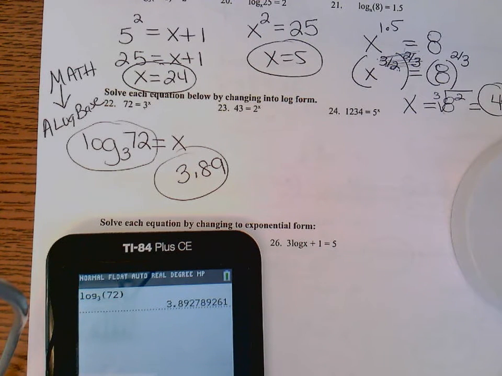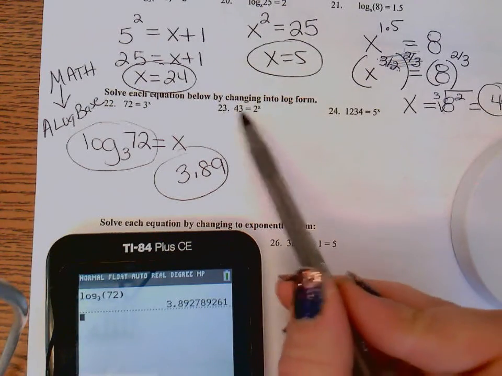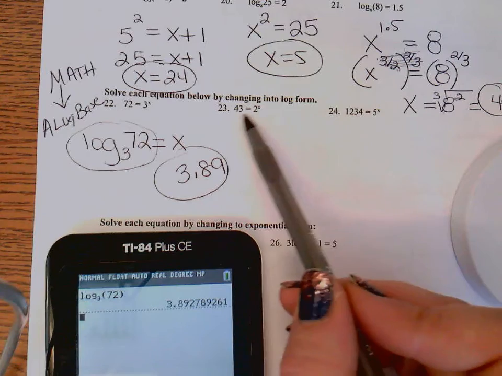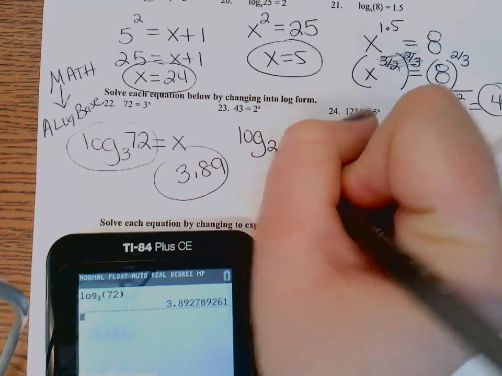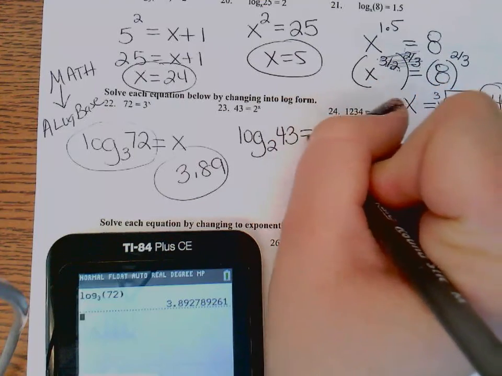So we're going to do the same thing on 23 and 24, changing. It's kind of like we're taking the log of both sides. We're changing form into logs, right? You have no other way of solving this, right? Unless you did guess and check in a calculator. So the log base 2 of 43 is equal to x.